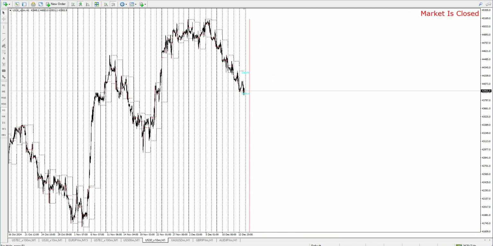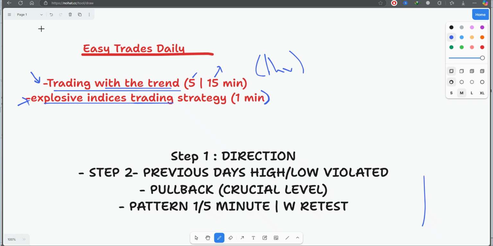And we have a specific set of rules, because you know I'm a person who follows rules a lot. Okay, rules make things simple. So with this one, we have a certain number of rules. Rule number 1, we need a directional bias. Rule number 2, the previous day's high or low needs to be violated depending on the direction. Rule number 3, we need a pullback, and this pullback must land at a crucial level.